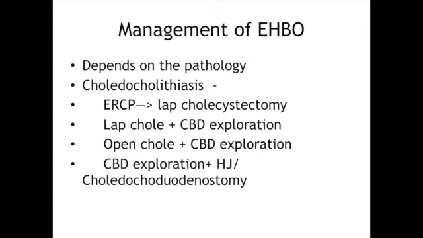If you have choledocholithiasis as a cause, you can do ERCP, followed by lap cholecystectomy. Or if there is expertise, you can do lap cholecystectomy and CBD exploration in the same setting, or you can opt for an open chole plus CBD exploration. That was the previous treatment, but nobody uses this treatment nowadays. Or sometimes we may have to do CBD exploration followed by a hepaticojejunostomy or a choledochojejunostomy, especially when the patient has recurrent stone disease or is elderly, where repeated procedures will be more dangerous for the patient.